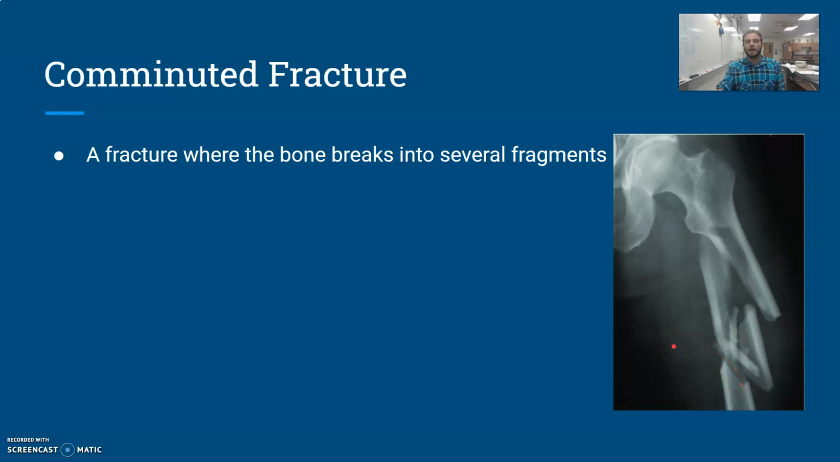pieces there. Usually these are going to be due to high impact or high energy impacts to a part of the bone in a very small area. So for example, things like a gunshot wound can cause a comminuted fracture.